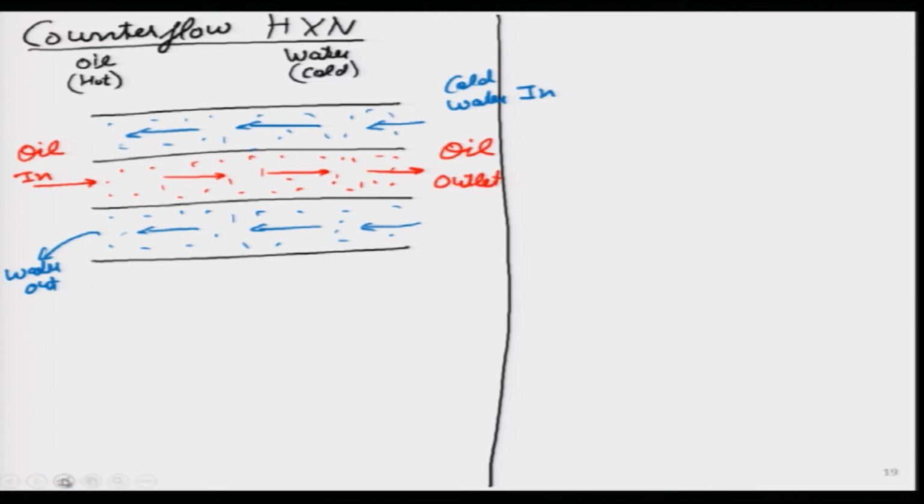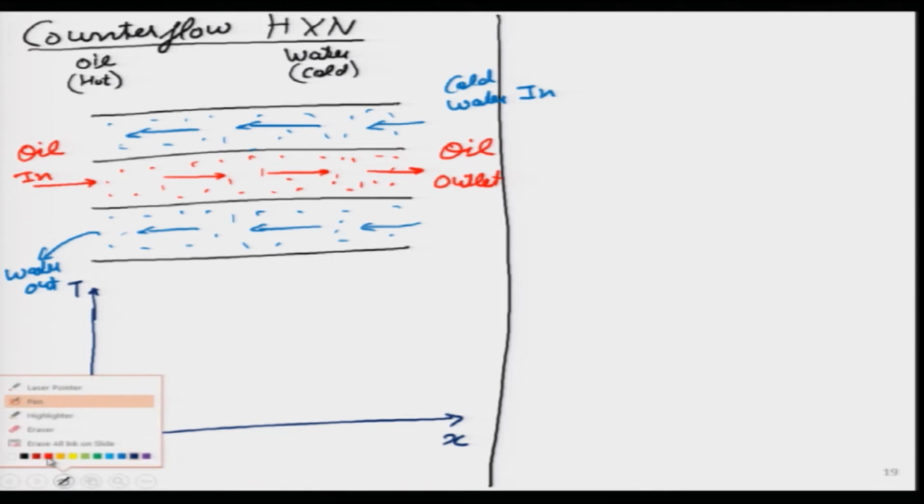Now, what I want to do is draw the same type of temperature profile as we had done for the previous case. So, I want to plot T as a function of x for both the fluids and the numbers I am going to put once again. Oil inlet was at 80 degrees temperature and the water inlet was at 20 degrees centigrade.